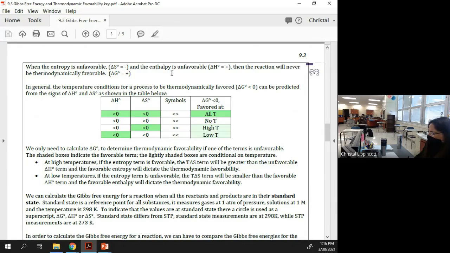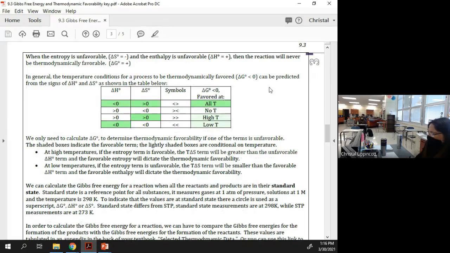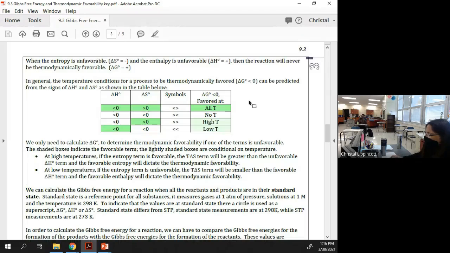So your Gibbs free energy equation has... you're not going to let me write on here, are you, stinker? Why can't things just work?